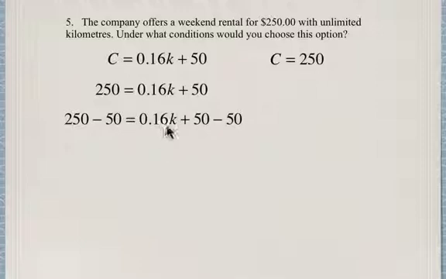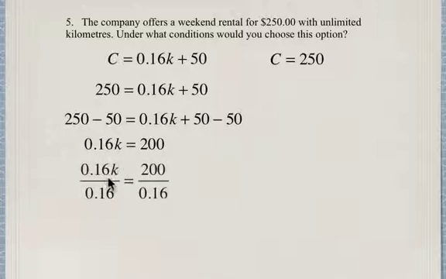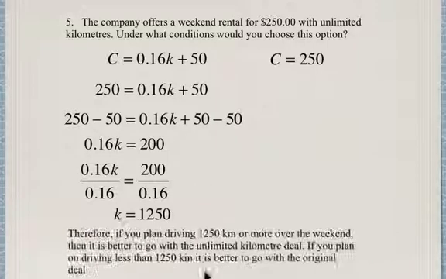What we're going to do now is subtract 50 from both sides to get 0.16K by itself. And so 0.16K is equal to 200. Again, we've got to divide both sides by 0.16, and we get an answer of 1,250. And what this means is that if you're planning on driving 1,250 kilometers or more over the weekend, then it is better to go with the unlimited kilometer deal. If you plan on driving less than 1,250 kilometers, then it would be cheaper for you to use the kilometer charge rate.